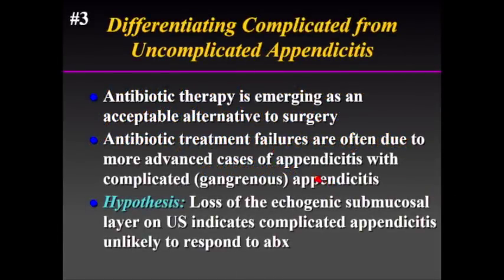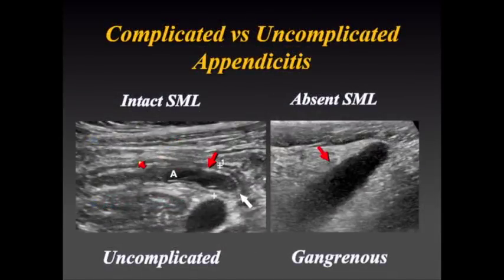So we had a hypothesis about that, and we said, just like with the gallbladder, if we lose that mucosal reflectivity in areas of gallbladder necrosis, it probably is going to be similar in the appendix. And if we lose our echogenic submucosal layer, let's use that as our operative paradigm for complicated appendicitis. And so this is what we did. We looked at a series of patients who had an intact submucosal layer and those that didn't, absent SML, and this turns out to be an extremely powerful discriminator.